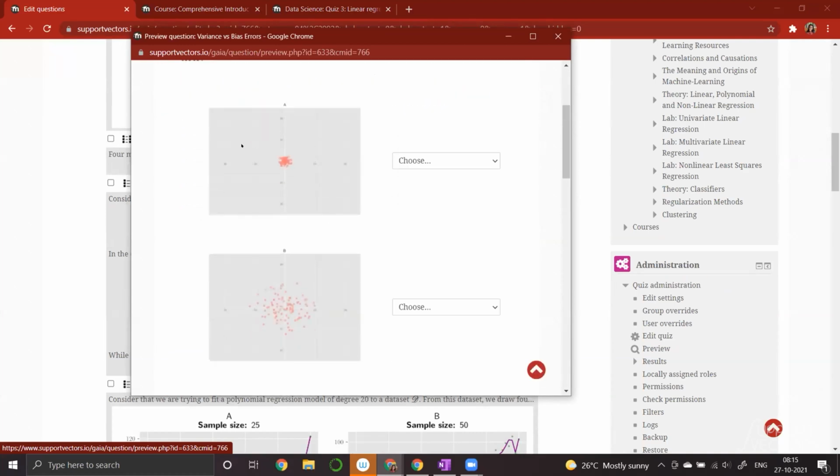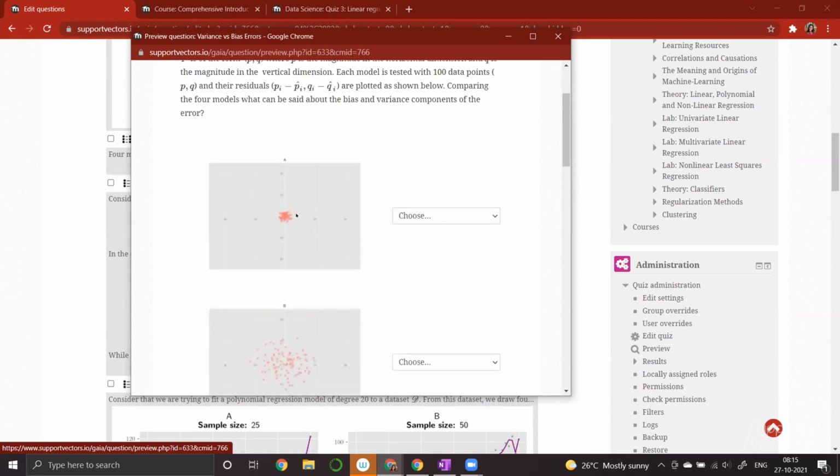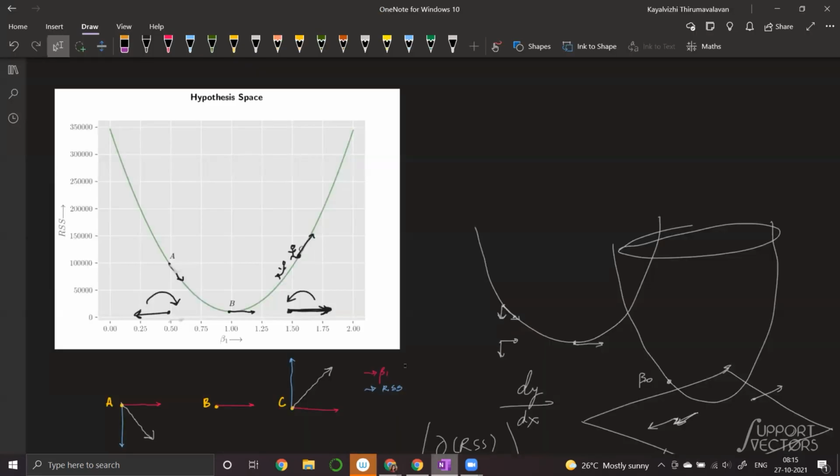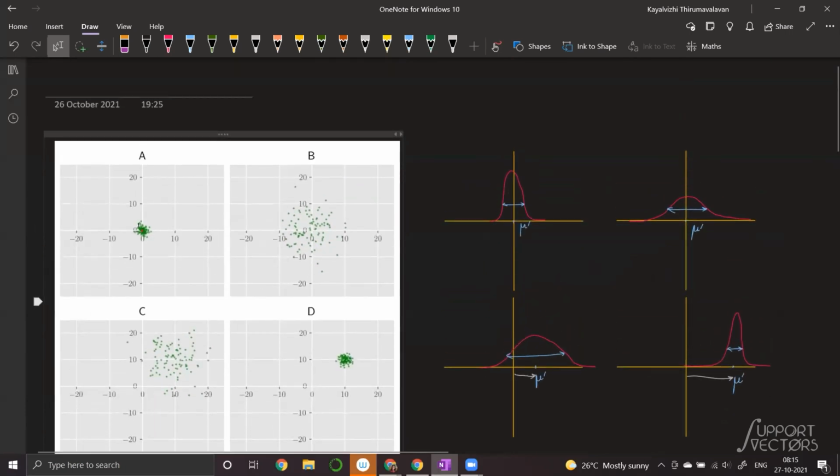So for this question, we're asked to find the type of error for each of these. In this case, I have a map here. For this particular graph, all the points are crowded around the center. So if we draw the distribution, it will look something like this.